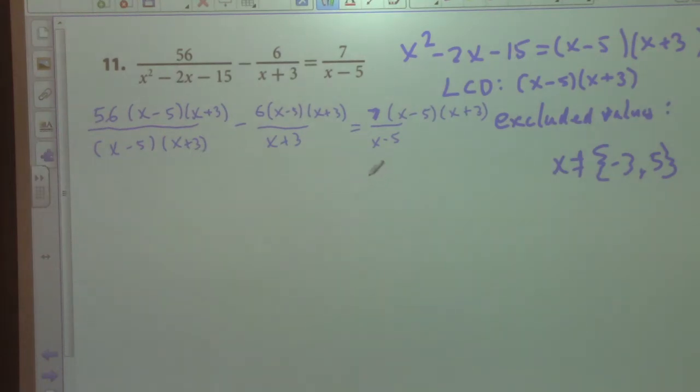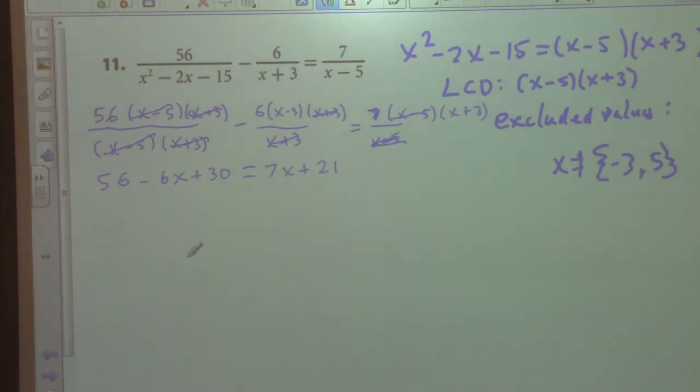All right, go ahead, Rindy. The x minus 5s cancel out. Okay, like right here on the first one, and then also the x plus 3. And on the second one, both of the x plus 3's cancel out. And on the last one, x minus 5 cancels out. And so you have 56 minus 6x plus 30. That's 6x. So you distributed it here. How'd you get plus 30? It's 5 times minus, minus. Okay, that's how you got it. Good. And then equals 7x plus 21.